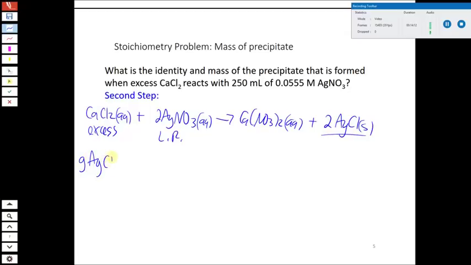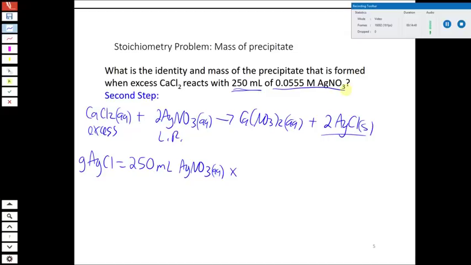We start with what we're looking for, which is the grams of silver chloride that's going to form, and we start with our given information. So we have 250 milliliters of solution, so that's the amount that we know to start with. And that's 250 milliliters of our silver nitrate solution. And then in this case, we're not starting with a mass of a substance, we're starting with a solution and a molarity. So we're going to use the molarity as a conversion to get moles of silver nitrate.